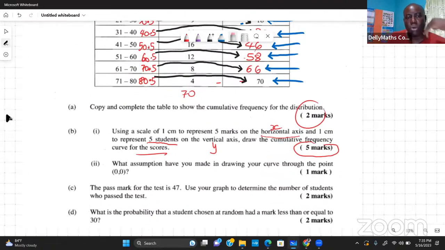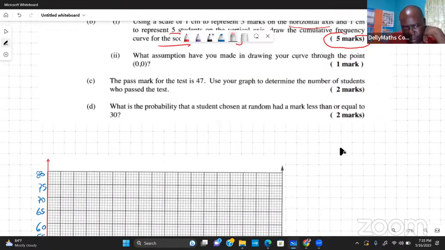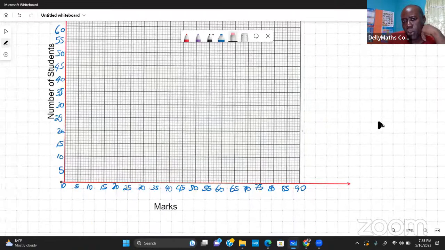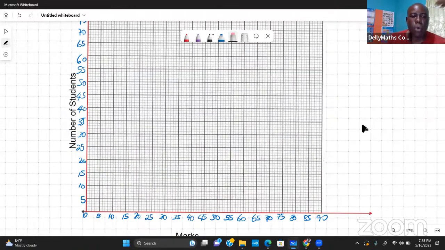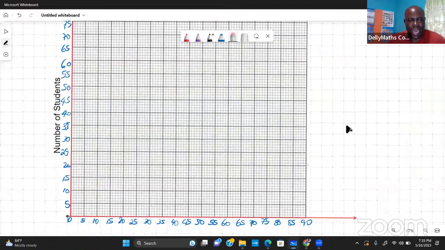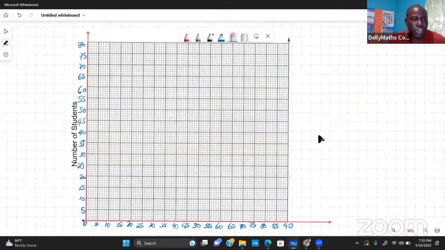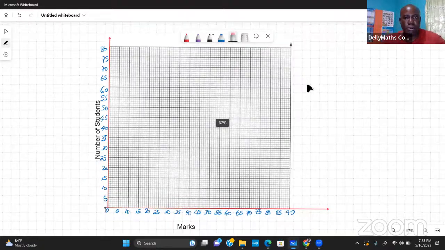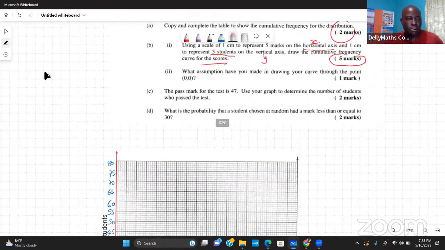Now, remember, we rule up the graph. I think I did it. All right, so that's the ruling up. We were told that 1 centimeter to 5. So that's it, I have it. 1 centimeter to 5, you're looking at it. What I'm going to do now is plot, right? So I'm going to grab quickly.